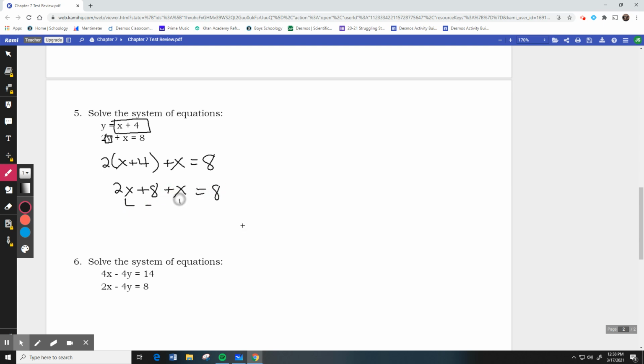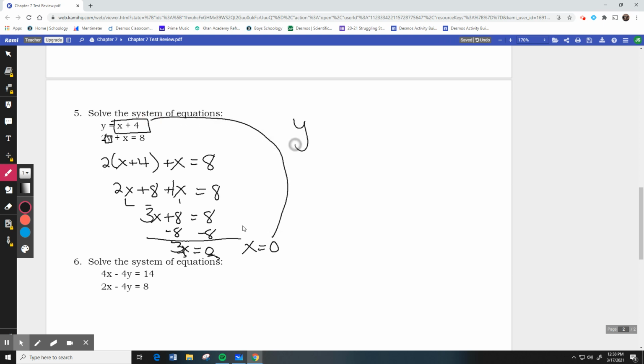These are like terms. So I can say that's a 1x. So I've got 3x plus 8 equals 8. And then when I subtract 8, I get 3x is 0. Sometimes people freak out when this happens and they're like, there's no solution. But if you divide both sides by 3 or think 3 times what is 0, x is 0. And then I can go back with this to get my y value. So y equals 0 plus 4, so y is 4. So then my solution is 0, 4.